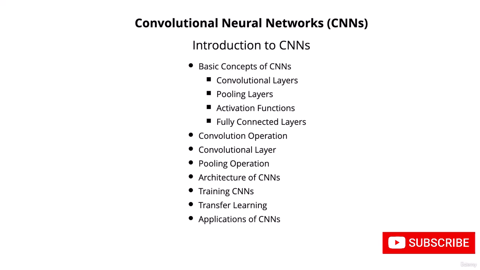So let's go over the basic concepts of CNN first. Some of the key concepts are the convolutional layers. Convolutional layers apply convolution operations to input data, extracting features through learnable filters or kernels. These filters capture spatial patterns in the input. Next one is the pooling layers. Pooling layers downsample the feature maps produced by convolutional layers, reducing their spatial dimensions while retaining important information. Common pooling operations include max pooling and average pooling.